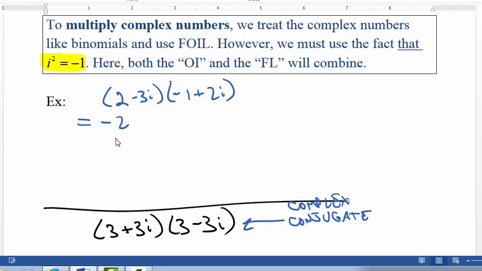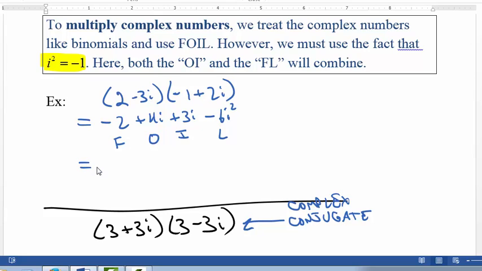Then I do my O, which is 2 times 2i, which is 4i. Then I do my I, which is -3i times -1, which is plus 3i. And then I do my L, which is -3i times 2i, which is -6i squared. So that's my L, right? -6i squared.